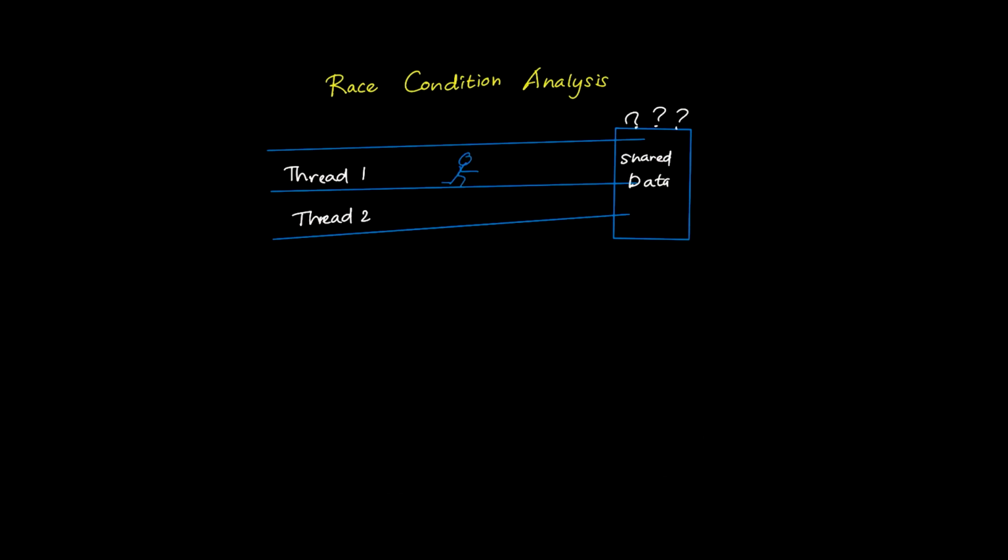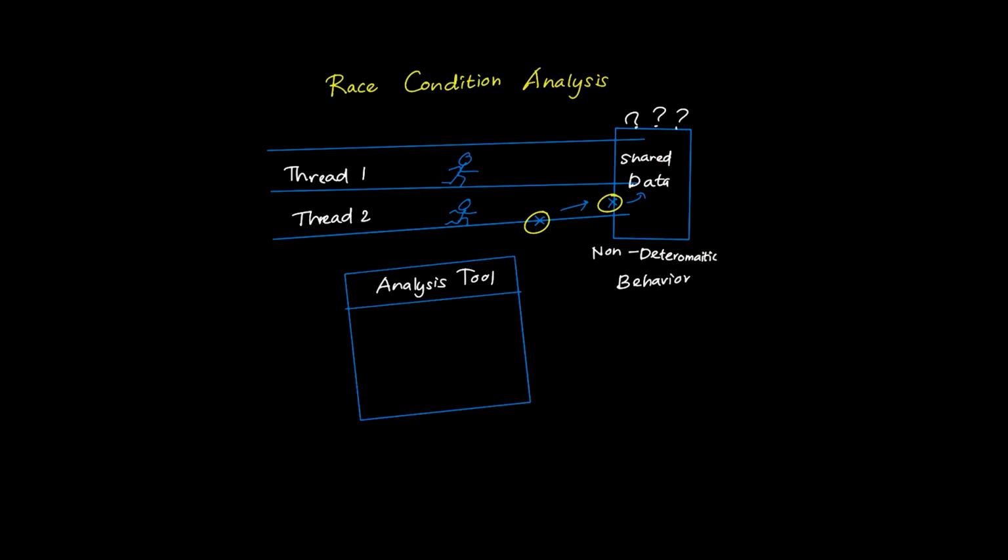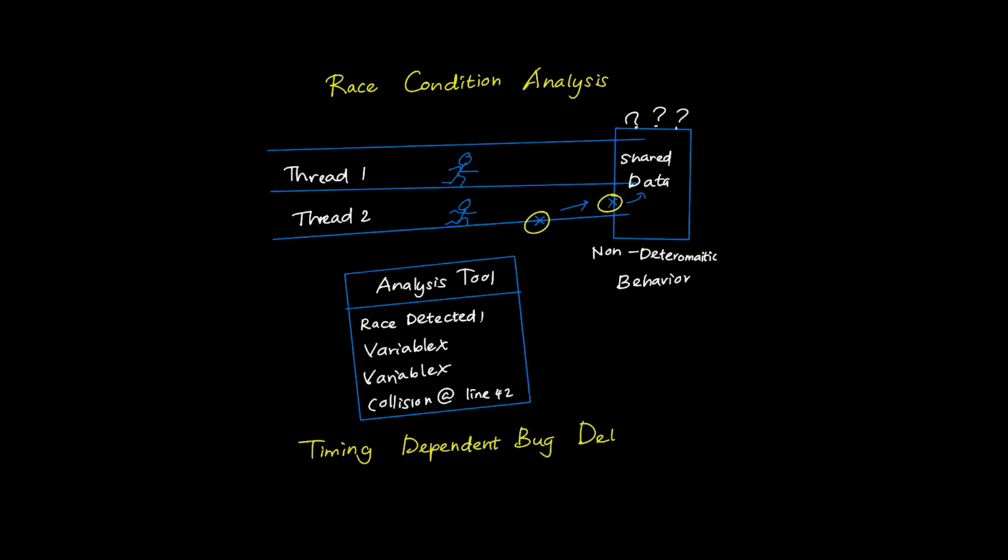Imagine two threads racing to update a shared variable. The final value depends on who wins the race. These bugs are notorious because they're non-deterministic. The program might work perfectly 1,000 times, then crash on the 1,001st. Race condition analysis tools track thread interactions, identify shared data access without proper synchronization, and highlight potential collision points. They can even artificially vary thread timing to expose hidden race conditions that might only occur under specific timing scenarios.